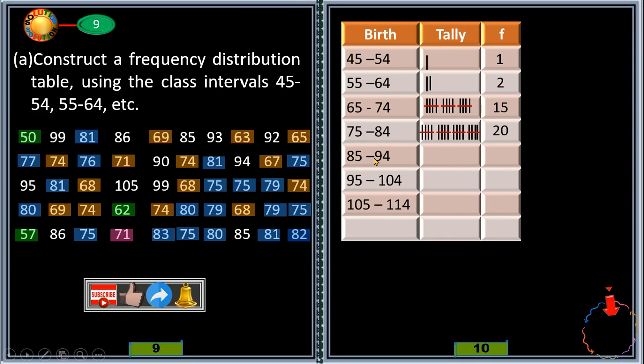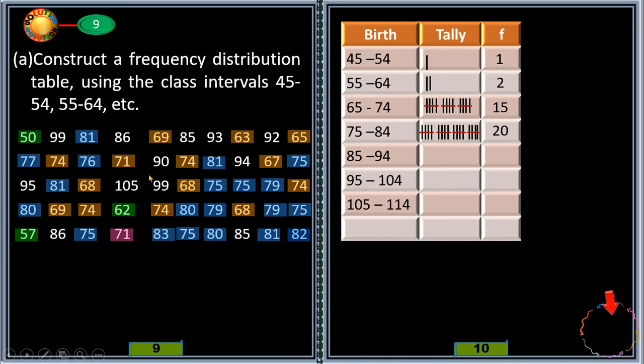For the class of 85 to 94, we are going to have 1, that is 2, that is 3, that is 4, that is 5. Then we have that up to that. That gives us about 8 of them. So we will now draw the tally, the group of 5, and then 3. Frequency is 8. For the class of 95 to 104, we repeat the same process.